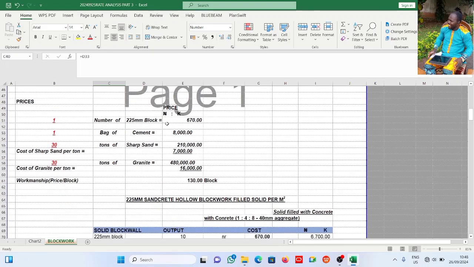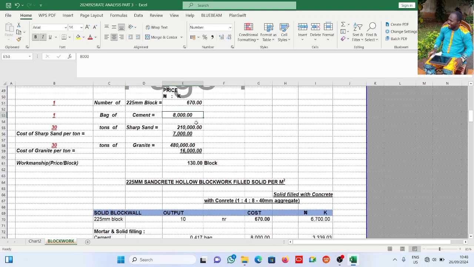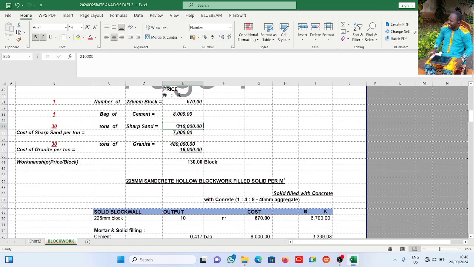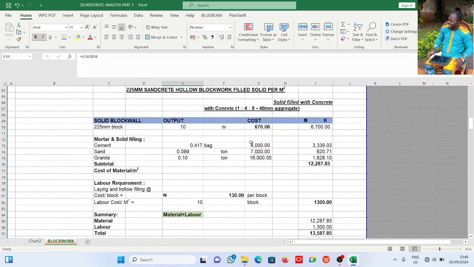All right, now 225 block 670, recent market survey, a bag of cement 8,000. Now 30 tons of sand, sharp sand 210. For 1 ton it is 7,000. Now for quartz aggregate granite 480. For 1 ton it is 16,000. So we come to the rate analysis.